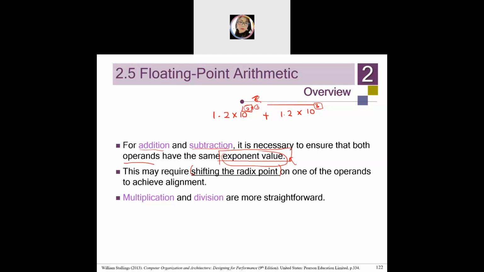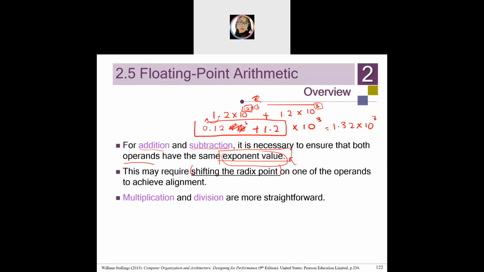If we add, it's going to go to the left, isn't it? So it will be 0.12 times 10 to the power of 3. Now I can add them together. Plus 1.2 times 10 to the power of 3. I will get 1.32 times 10 to the power of 3. Sorry. So this is how you can do it.